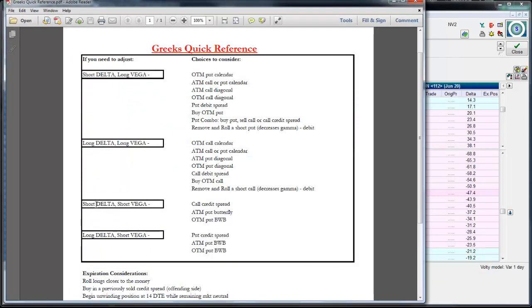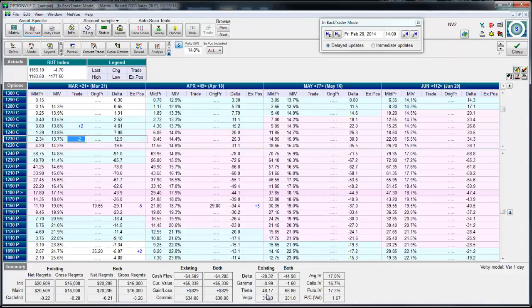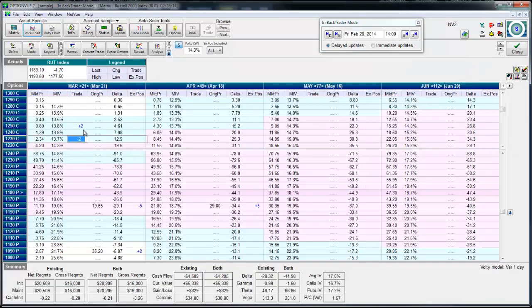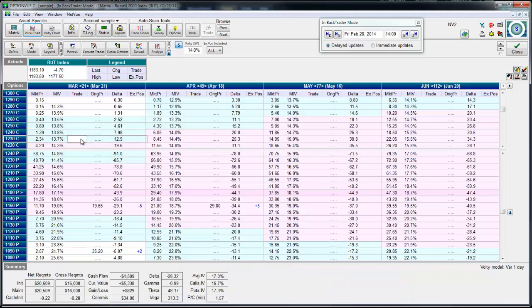All right. If I am short delta and short vega. So, you know what this is? I need to maybe term this a little bit better. All right. This is my position right now. I'm short delta and I'm long vega right here. Short delta, long vega. So my adjustment is going to be an out of the money put calendar, an out of the money call diagonal, a put debit spread, not a call credit spread. That didn't sound right when I was saying it, so I need to reword that.